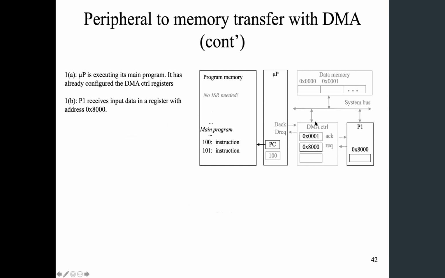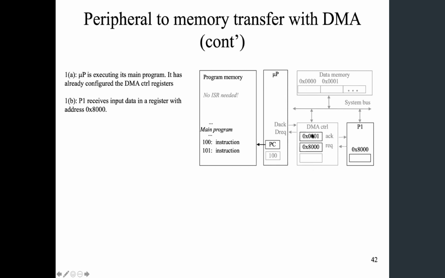First, if you look at this diagram, we still see the microprocessor here. We still have the data memory. We still have the peripheral device. But now we have an actual piece of hardware, which is the DMA controller. The DMA controller is like a separate, smaller processor. It's a hardware chip, and it connects to the microprocessor, and it connects to the peripheral.